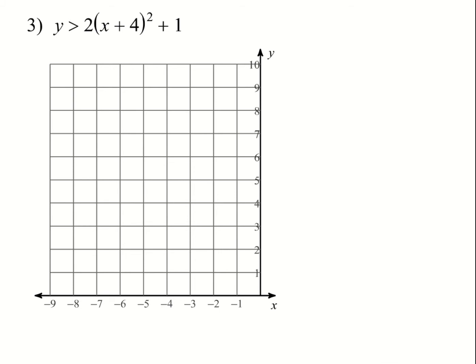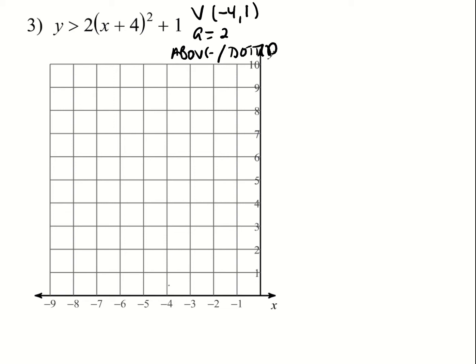Alright, here we go, graphing this. We get the vertex is going to be negative 4, 1. We know the a value is 2. We know that it's going to be shaded above the line, and we know that line is going to be dotted.